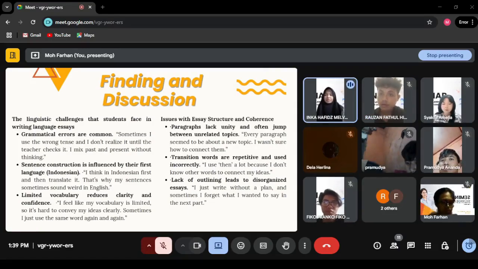First is grammatical errors are common, as participant two stated. Sometimes I use the wrong tense and I don't realize it until the teacher checks it. I mix up past and present without thinking.